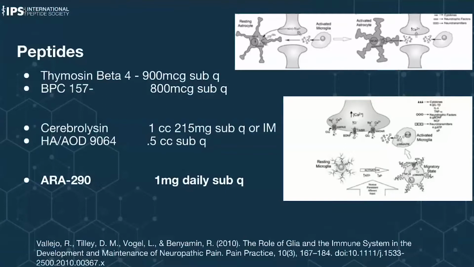And in the past, I've been very successful using thymosin beta-4 and BPC combined. I use them together, injecting right in the area of pain, 900 micrograms sub-Q of the thymosin beta-4 and BPC 800 micrograms sub-Q. And specifically, it can be cervical, it can be lower back, it can be ischial pain from chronic hamstring issues.